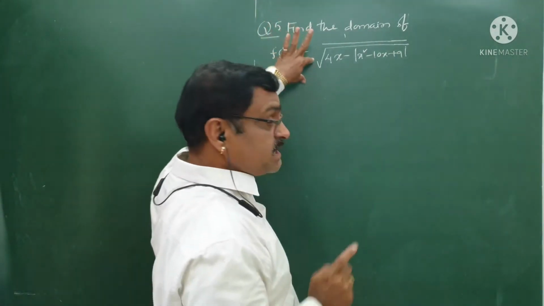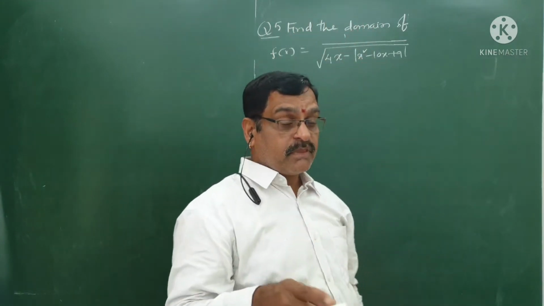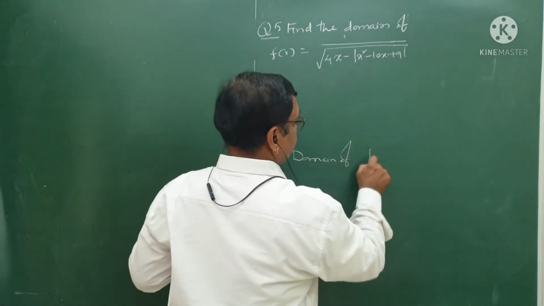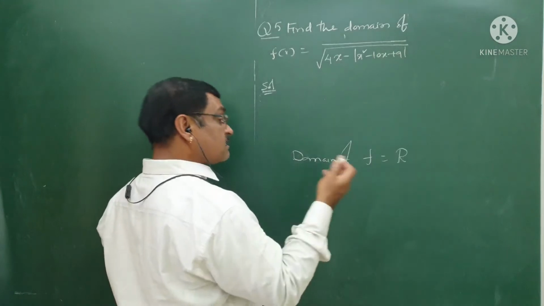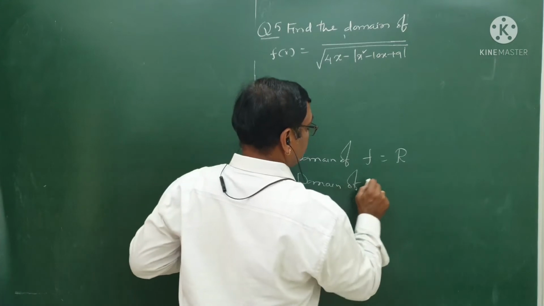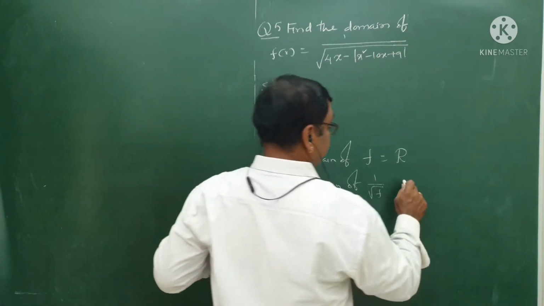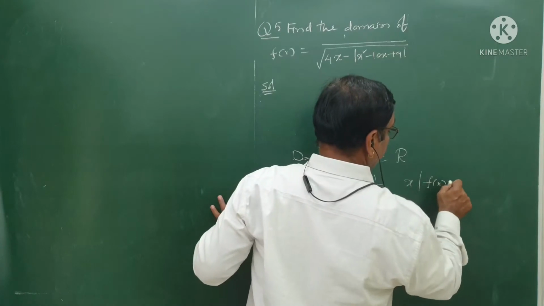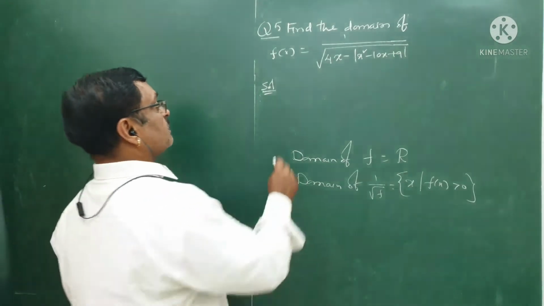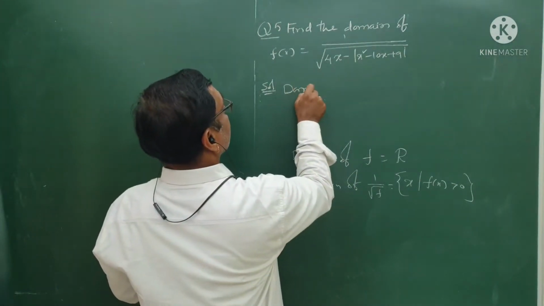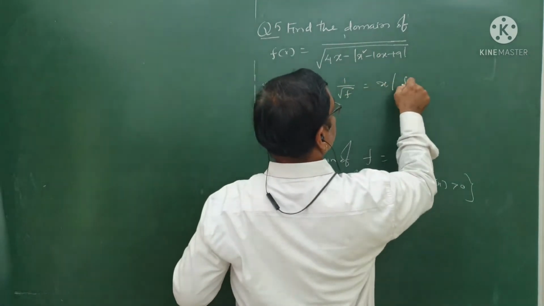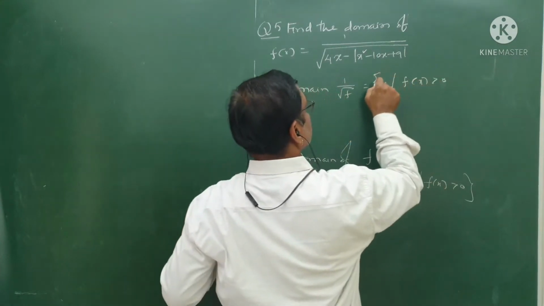Now this function is in the form of 1 by root f. If the domain of f is equal to the real number set or a subset of the real number set, then what is the domain of 1 by root f? It is simply x such that f(x) is more than 0. Right? Now I am going to apply this rule here. Therefore, here the domain of 1 by root f is equal to x such that f(x) is more than 0.